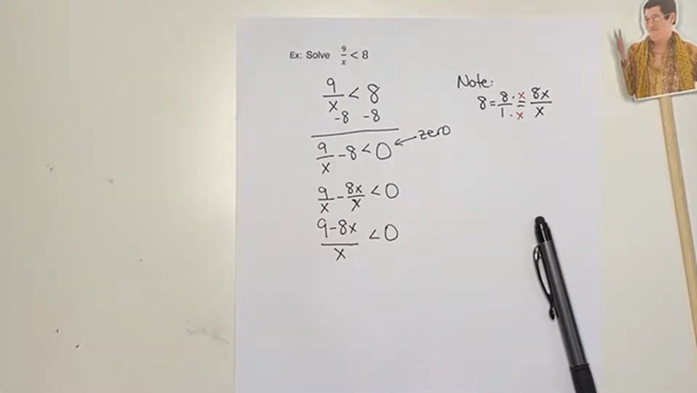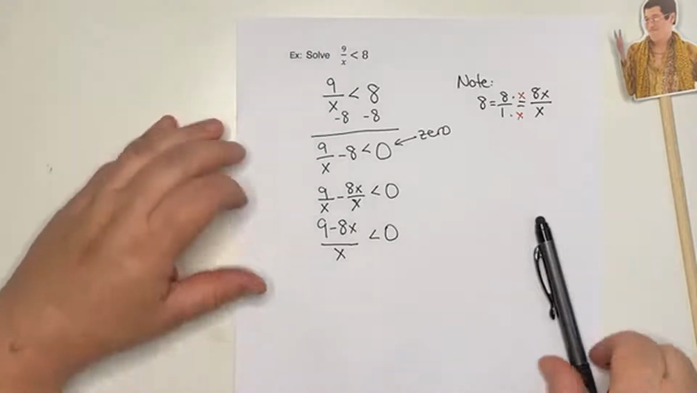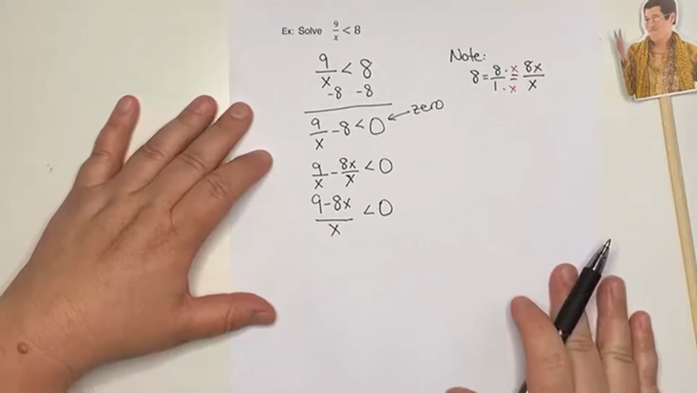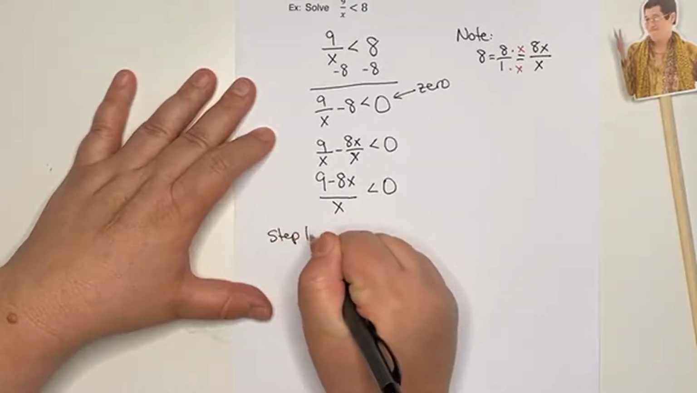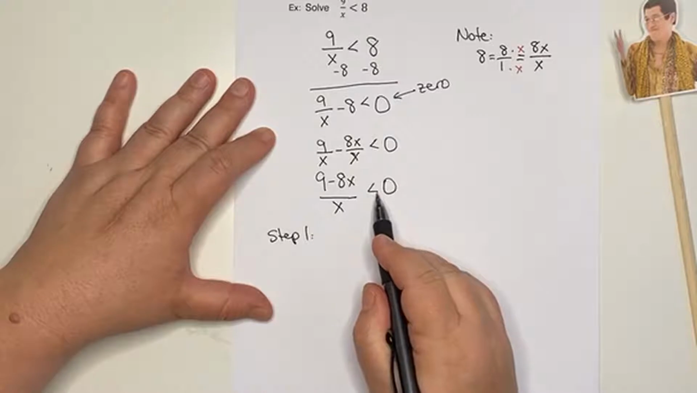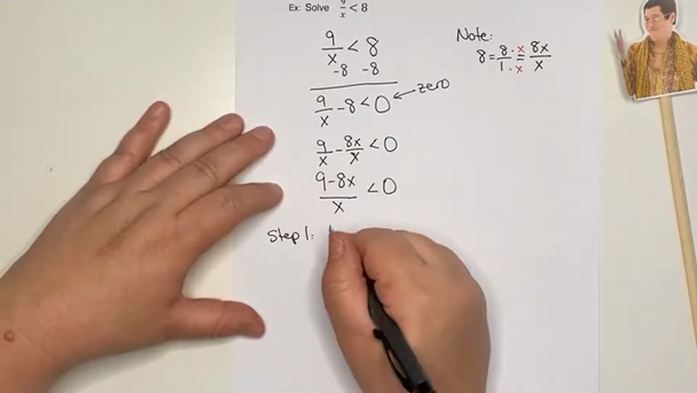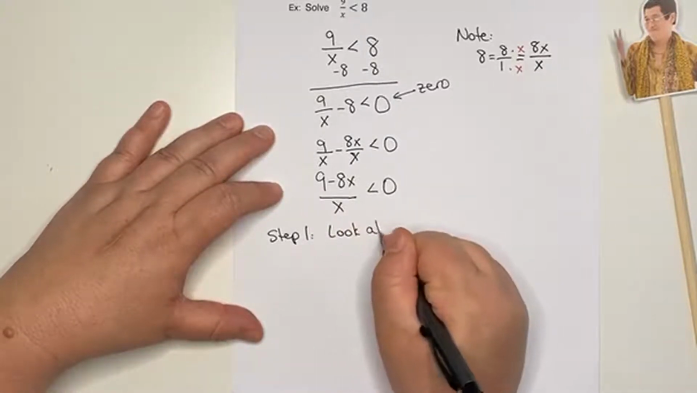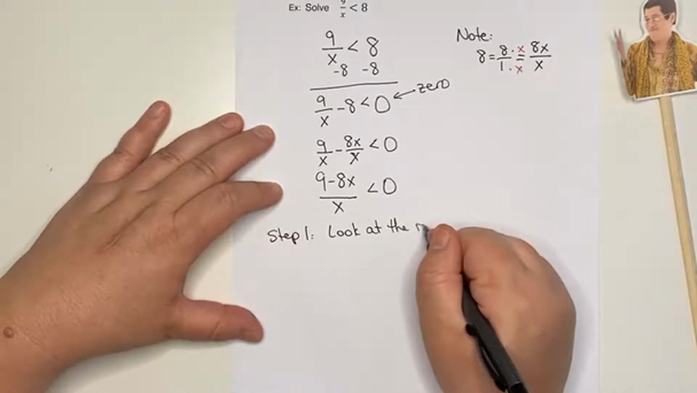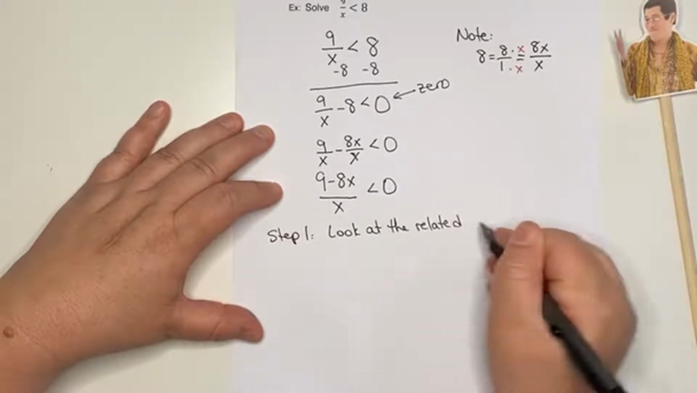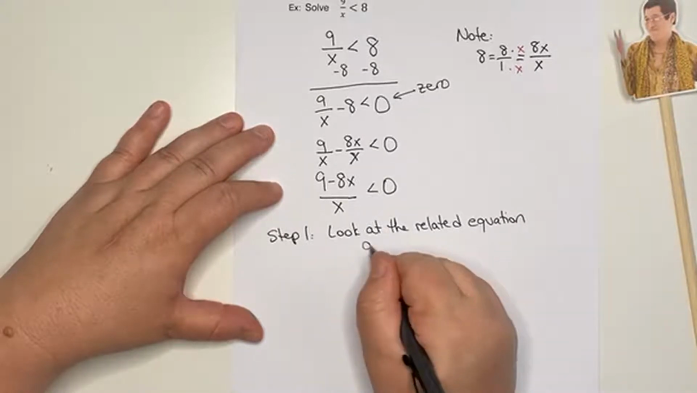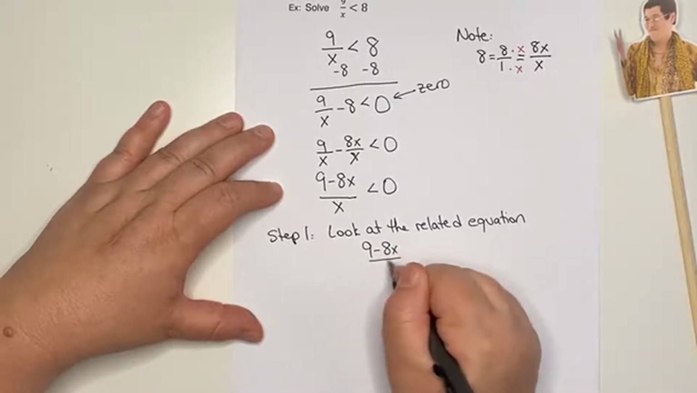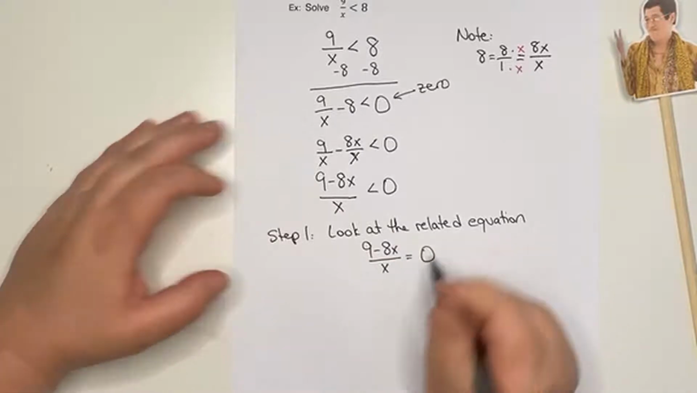Okay, so, well, that's exciting, isn't it? Woohoo! I know, everyone's like, oh, this is going to be fun. Okay, so step 1, convert it to an equation. So I've got 9 minus 8x all over x equals 0.